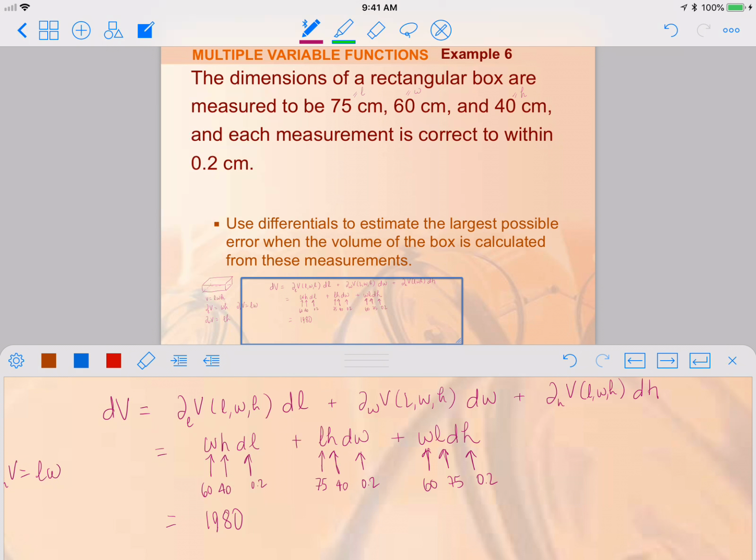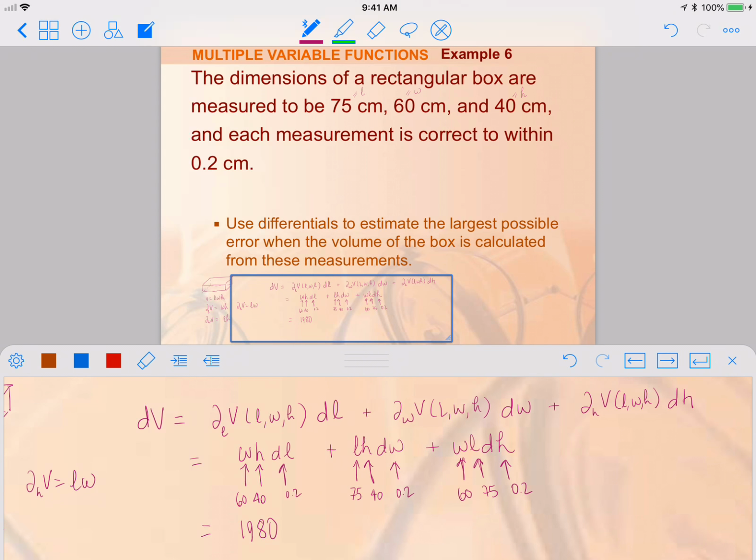Now, I think perhaps I forgot to do this on the last problem. What are the units? So here's the deal. The units for W are going to be centimeters. The units for H are going to be centimeters. And the units for that differential, centimeters. So each of these units is centimeters, so this should be centimeters cubed. Okay. So this is our differential.